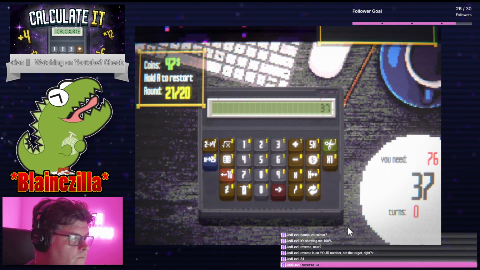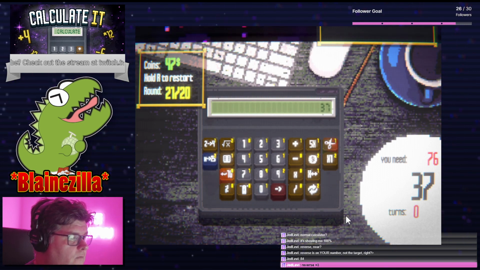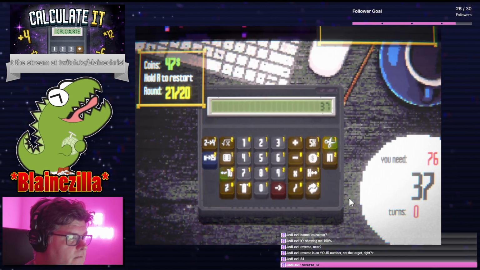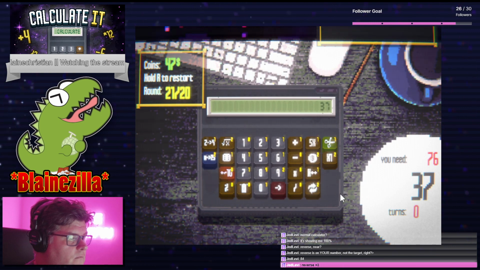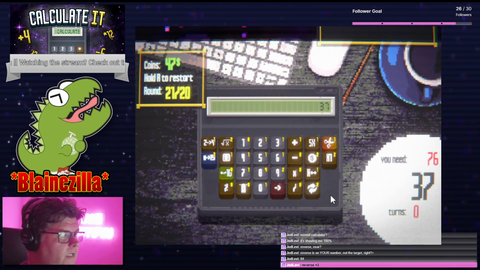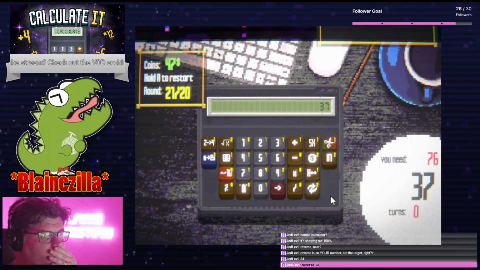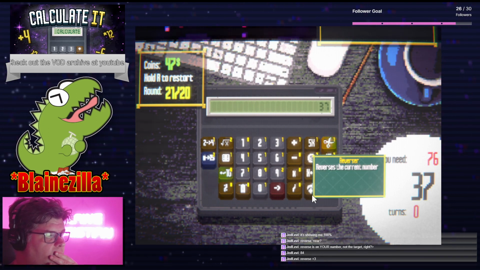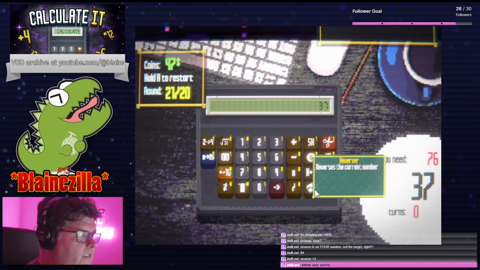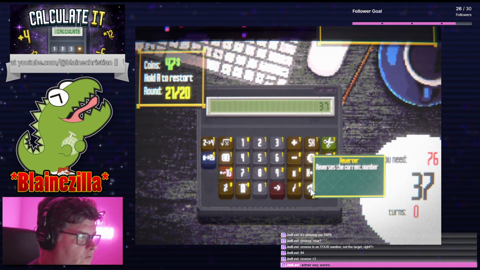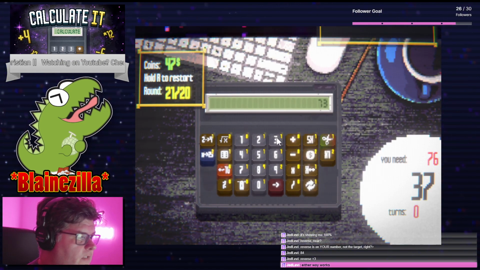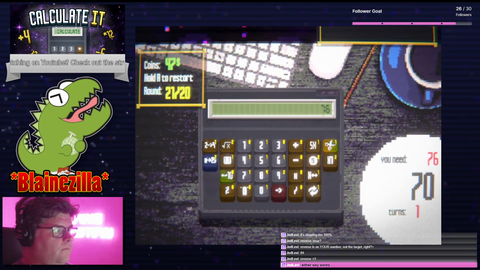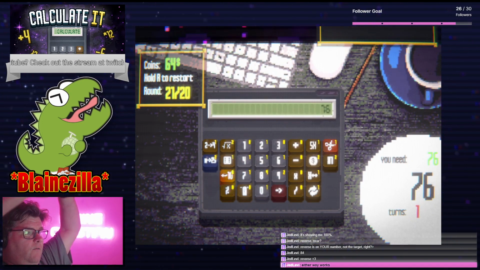So reverse plus 3. Reverse plus 3. We could also do plus 39. And just do it the easy way. Keep our reverse. We're going to use the 3 either way. I guess it doesn't matter. It's all the same. Reverse plus 3. Let's do it. Yeah. Well, let's hold on to the 9. So reverse plus 3. Because we have... Yeah, let's do that. Reverse plus 3 equals 76. Round 21.